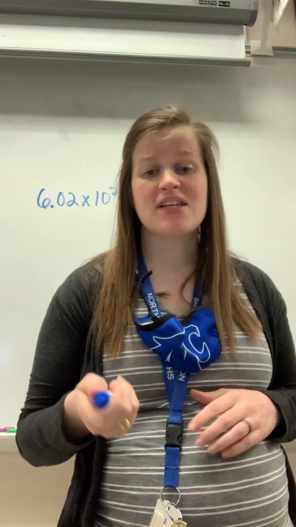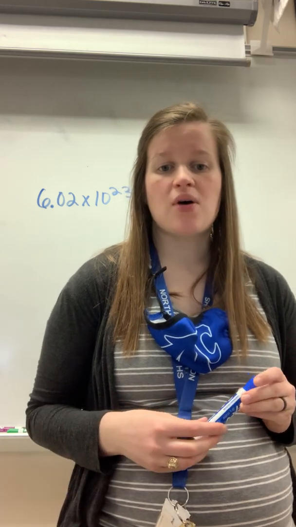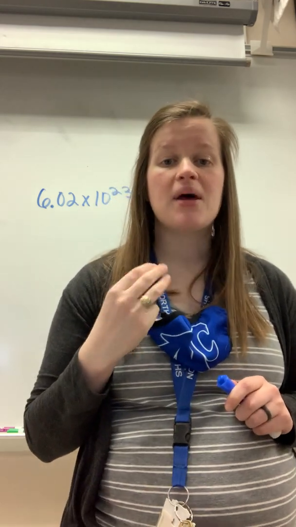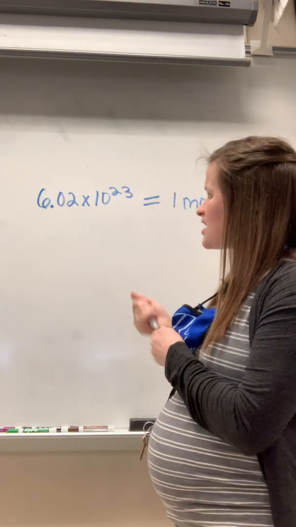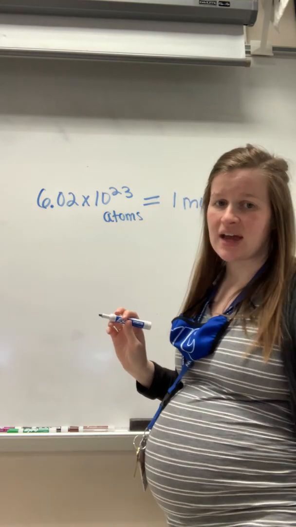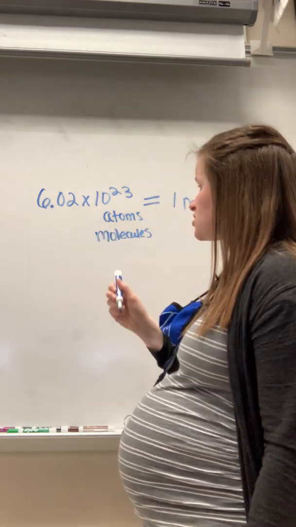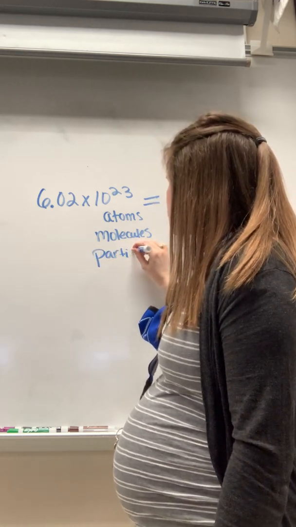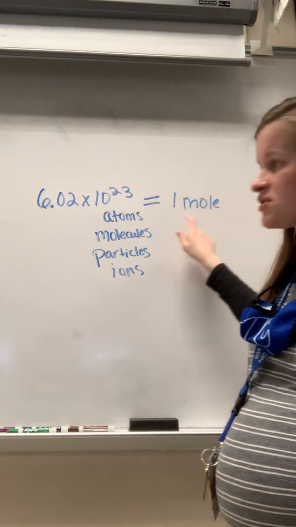But that being said, if I said I had a dozen 4-person families, I actually have 48 people. And so I can say I have a dozen families, I could say I have a dozen couples, I could say I have a dozen people, but it's all talking about 12. And so we can do the same thing with a mole. I could say I have a mole of atoms, which means I have 6.02 times 10 to the 23rd atoms. I can say I have a mole of molecules, which would be 6.02 times 10 to the 23rd molecules. I could say I have a mole of particles, or even ions.